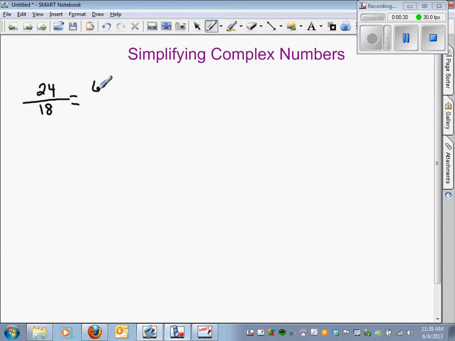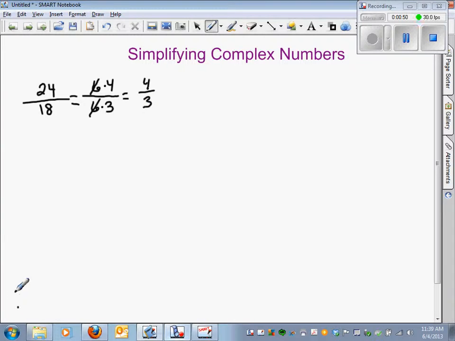24 is 6 times 4. 18 is 6 times 3. So the common factor of 6 appears in both the numerator and the denominator, which means that you can divide 6 out of the numerator and out of the denominator and be left with the fraction 4/3.